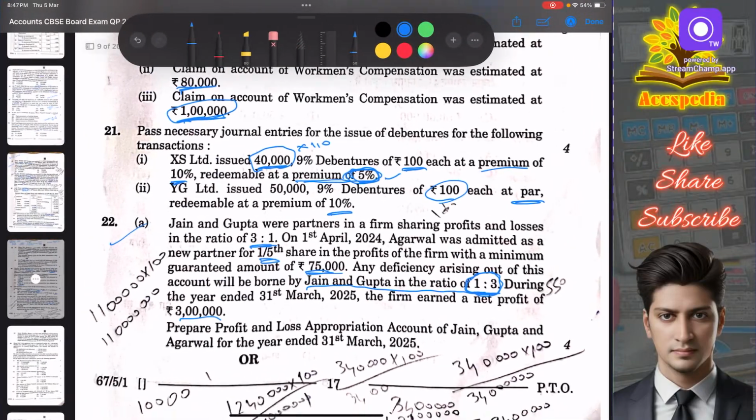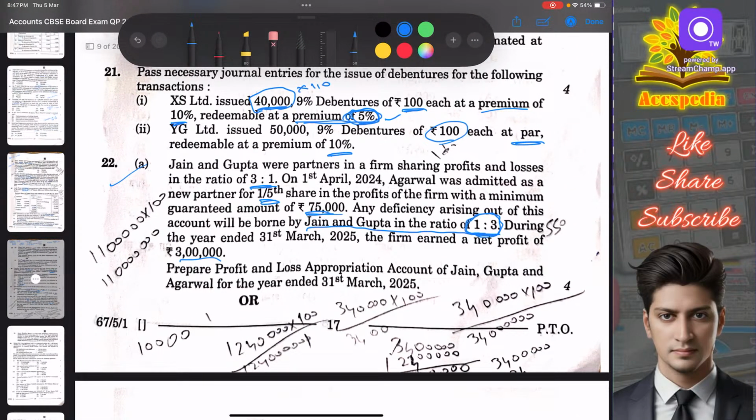Then question number 22A, there are two partners, ratio is 3:1. They are admitting Agarwal, a new partner, for a 1/5 share, and he is given a guarantee of 75,000. If any deficiency arises, Jain and Gupta will bear it in the ratio 1:3, a different ratio. During the year there is a profit of 3 lakh. Gupta will get 60,000 only.